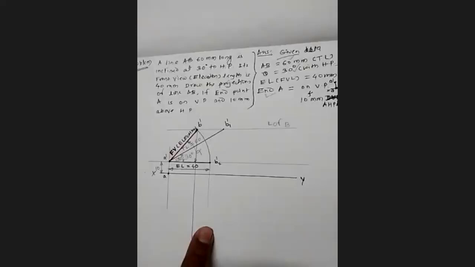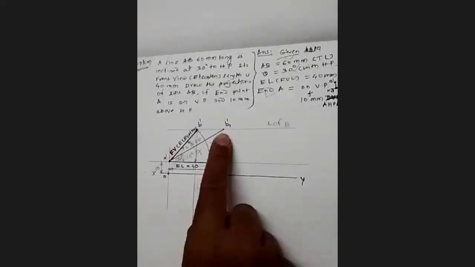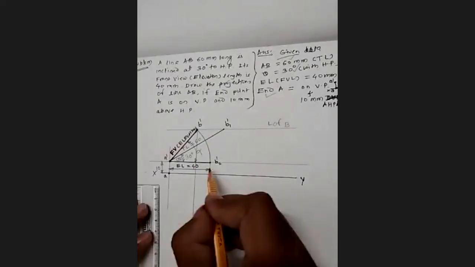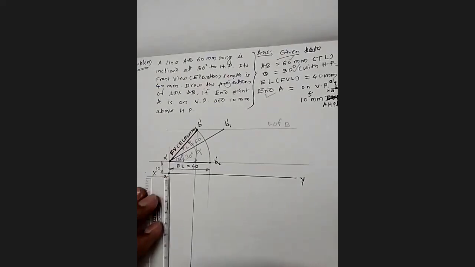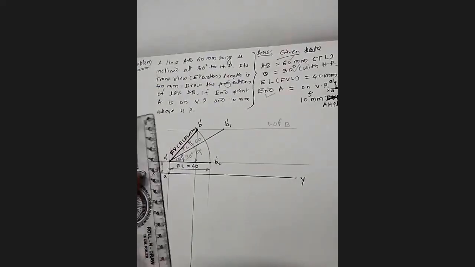So you have multiple options here. Okay. See, EL: if you extend this line, and to that line, if you cut it with 60 millimeter length, you will get the TL here. This is one thing. Second thing, you take a projection from B1 dash. Some of you just extend the B2 point vertically down, and then from here take 60 millimeter in compass and cut that line.